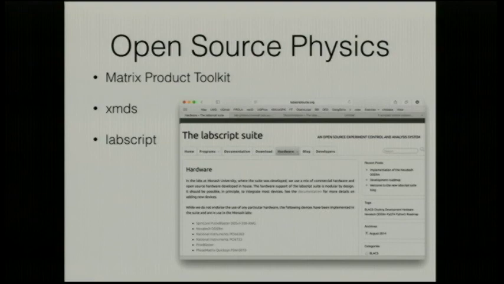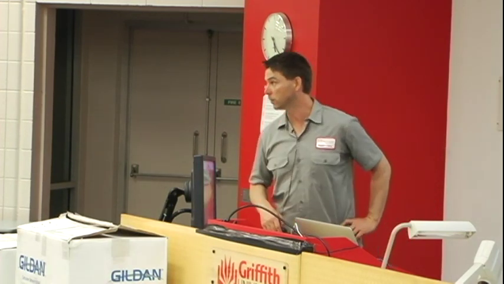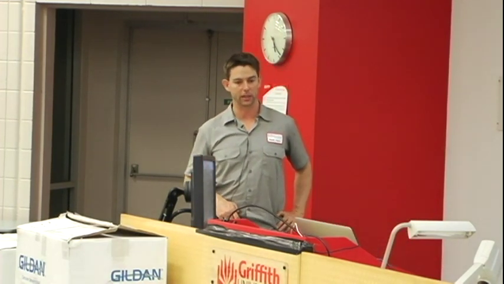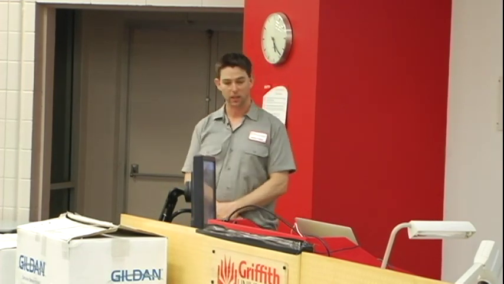So I'd encourage you to go and have a look at these. And if you're interested in getting involved in developing software for the physics community, working with physicists to write software, then get in touch with me, and I can at least start the conversation.